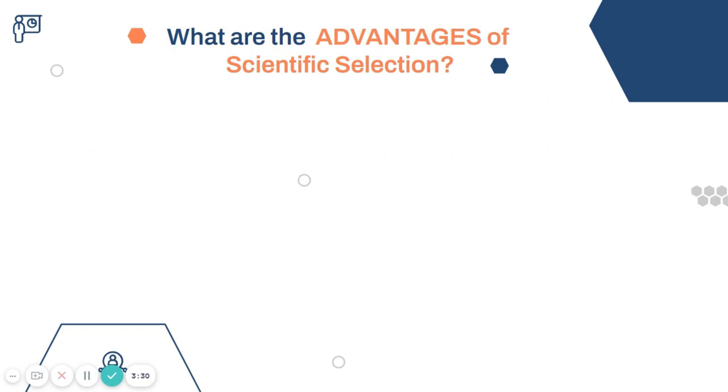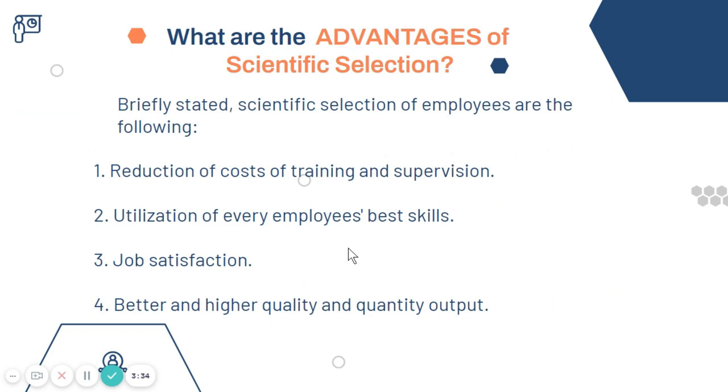Next, what are the advantages of scientific selection? Briefly stated, scientific selection of employees has the following advantages. First, reduction of cost of training and supervision. Second, utilization of every employee's best skills. Third, job satisfaction. And fourth, better and higher quality and quantity of output.